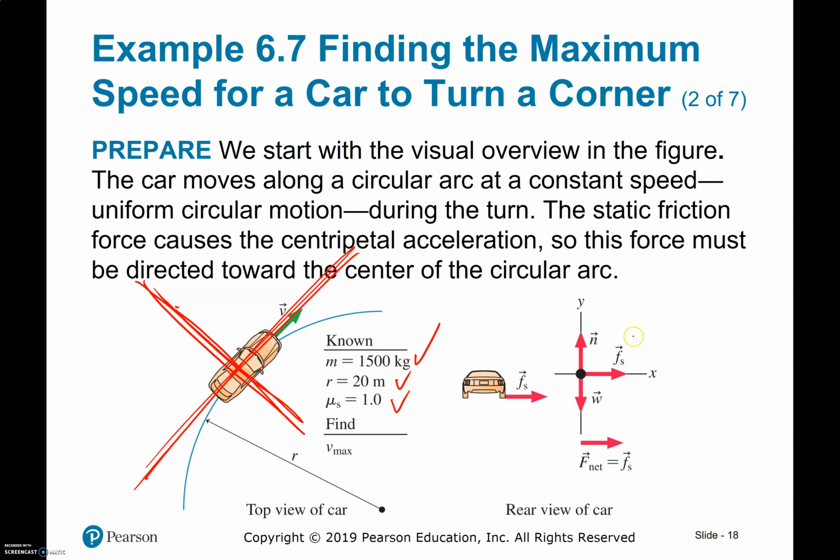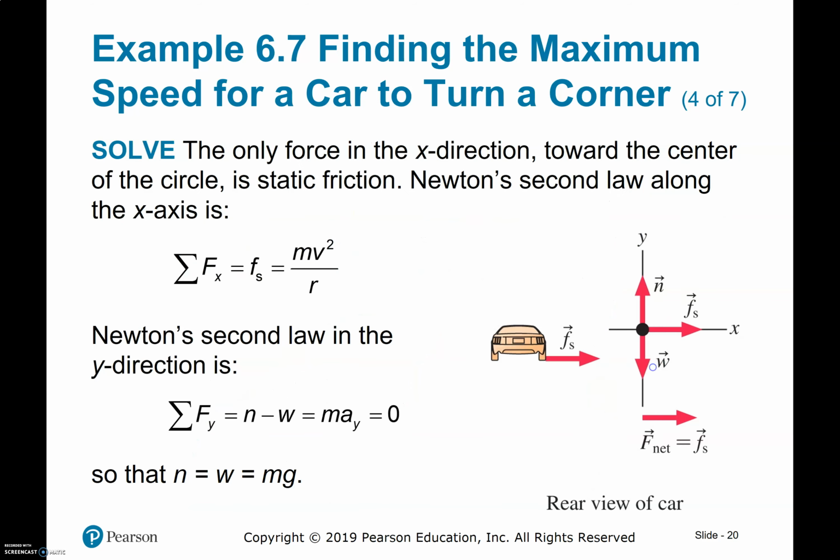So free body diagram for the car, we have normal force, weight, and friction, right? So the friction points in this direction, right? It keeps the car in the circle. So the net force is then equal to the friction. So now we can use Newton's second law. Net force, which is friction, is equal to mass times acceleration. And then we can solve for the velocity, which is what we want to find. That happens when the friction is maximum. Right at that point, when we have maximum friction, is when we have the maximum velocity.